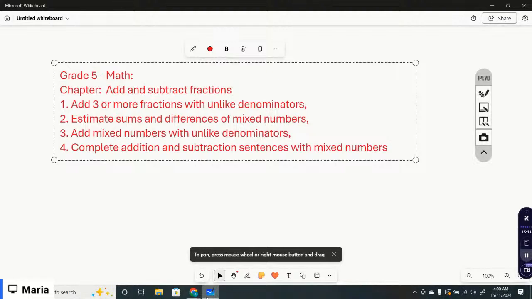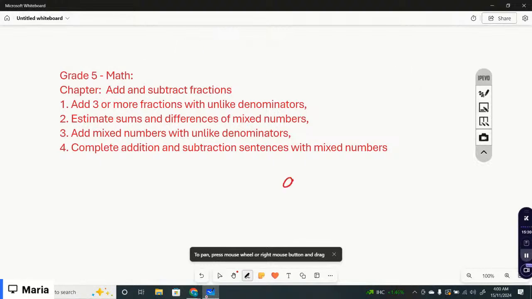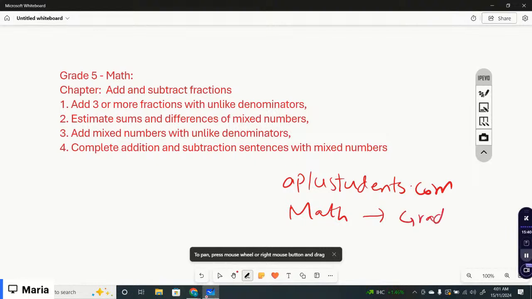We are here for grade 5 math. You can find all the lessons on aplusstudents.com. Log in using your email address and password as provided by the administrator. Then select math from the subject tab. Scroll down to grade 5 math and then click on view all lessons. There you can find the list of the chapters. We're going to start with the chapter add and subtract fractions.